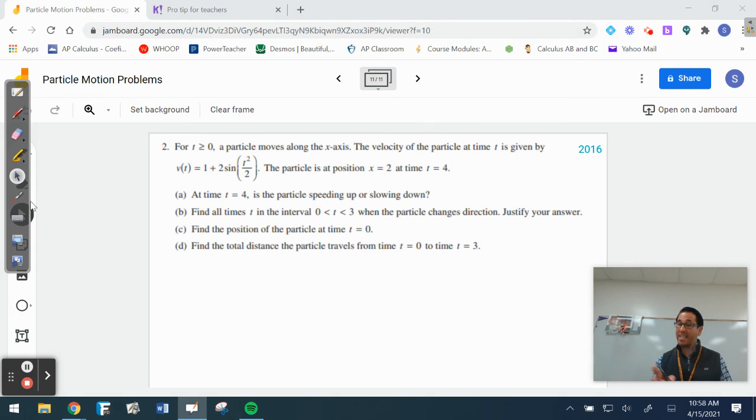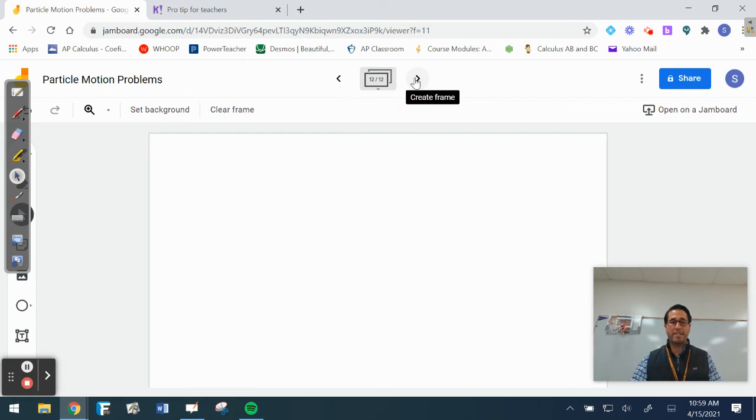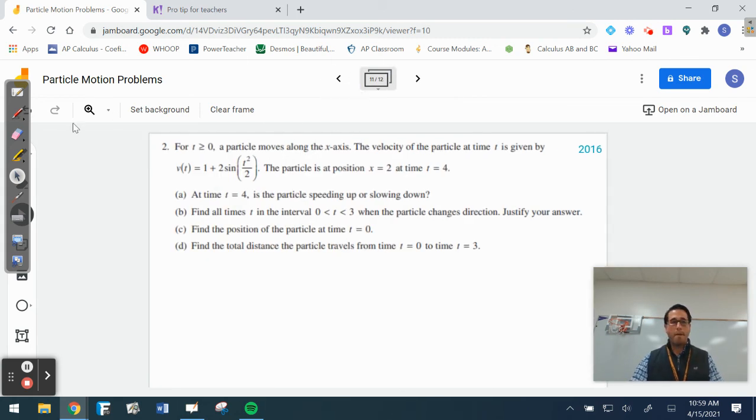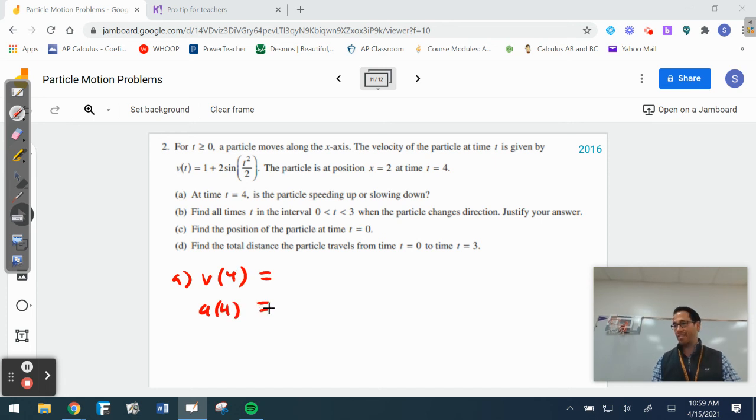Let's all hit pause so I can get my answer and you can try the problem. All right, here we go, you guys. Let's finish this off. It is a calculator question. At time t equals 4, is the particle speeding up or slowing down? Remember, if I want to know if it's speeding up or slowing down for part A, I've got to know what v of 4 is, and I need to know what a of 4 is. And this is all a calculator one.